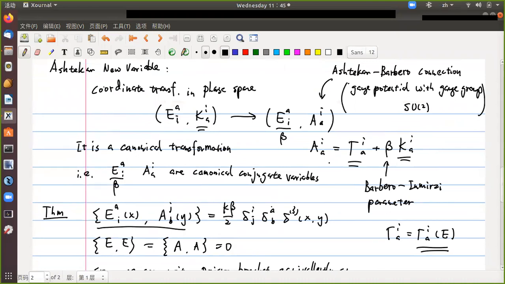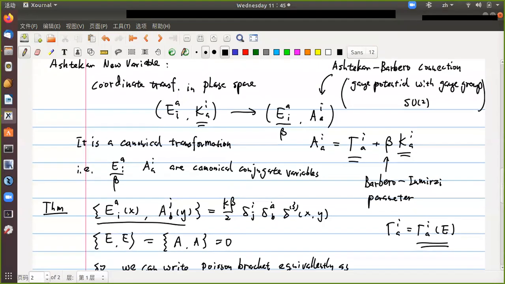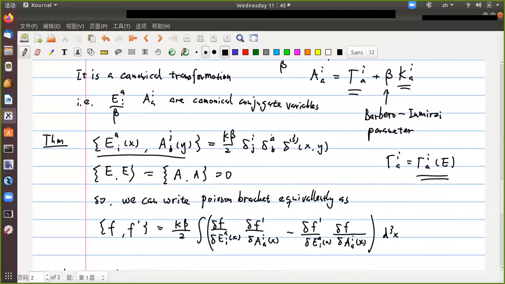Okay. So now I think it completes the definition of this Ashtekar-Barbero connection, this variable A I A. So this equals gamma plus beta K. K is just the extrinsic curvature, and gamma is a spin connection. It's a function of E.